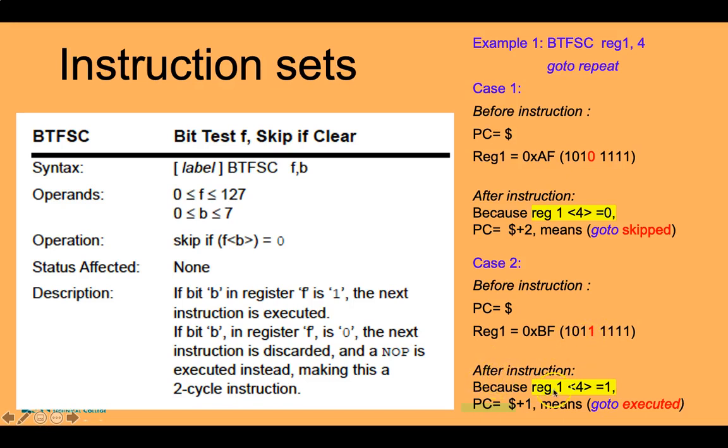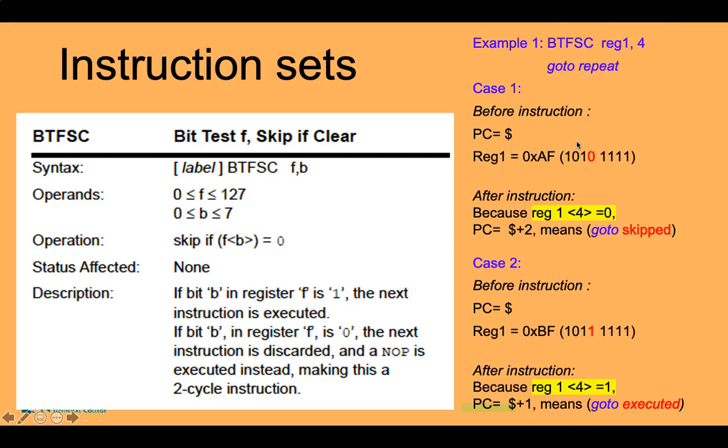So after the instruction, what's going to happen? REG1 4th bit is equal to 1. If you read here, it says if it is 1, then the next instruction is executed, meaning program counter plus 1, 1 cycle is executed, meaning the go to instruction is executed. So if you have this hexadecimal number, then immediately this line will be executed, and if it was 0, then this line will be skipped, and whatever code you have on the next line after this will be executed.